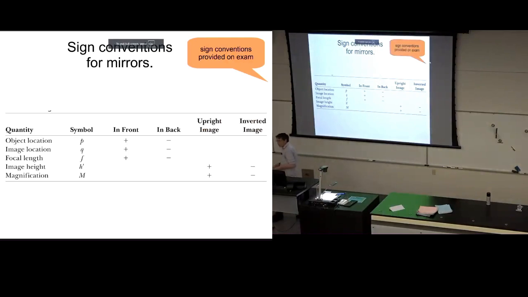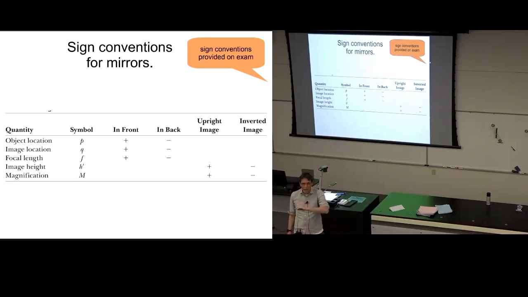I just wanted to say that as we introduce mirrors and lenses, we're going to have a lot of conventions about what a plus sign and what a minus sign means. Whether you're in front of a mirror or a lens, whether you're behind a mirror or a lens, whether you're positive or negative focal length and what that means. These are hard things to just keep in your head.